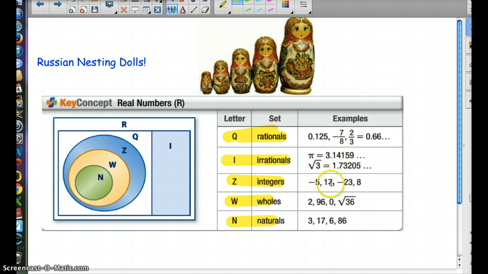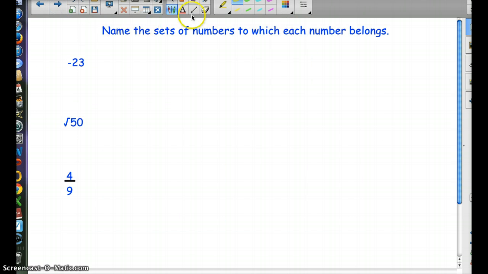And here are some examples. Feel free to write down more examples if you would like. And all reals is right here. R is your real numbers. But these need to be written down, so pause the video and write those down.